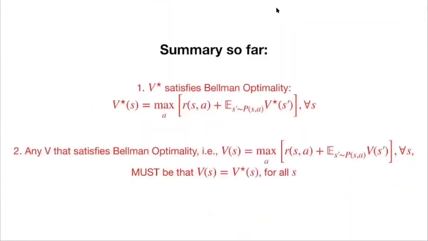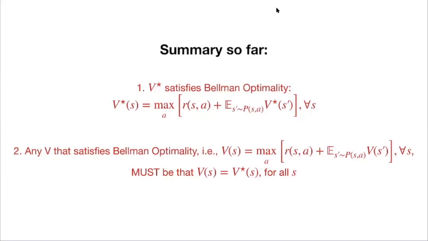Right. So summary so far, we basically proved the Bellman optimality. We proved two sub-theorems. The first sub-theorem says that V star satisfies this Bellman optimality expression. The second sub-theorem says that if you give me any function V that satisfies this Bellman optimality constraint for every state S, then I can tell you that V is equal to V star.